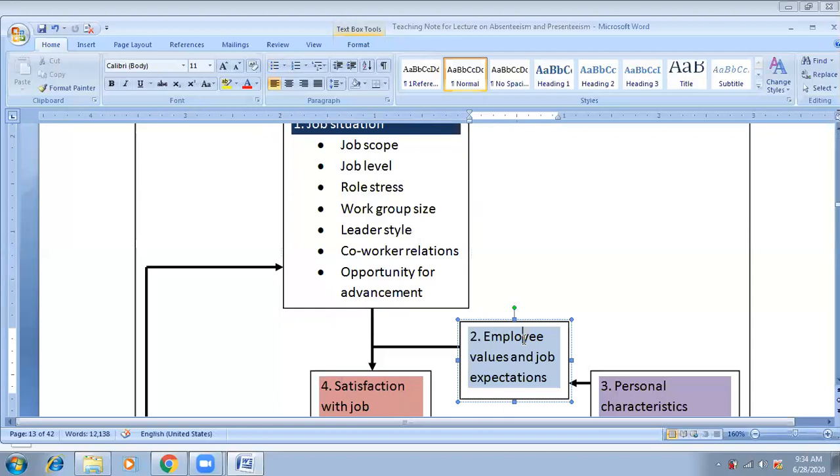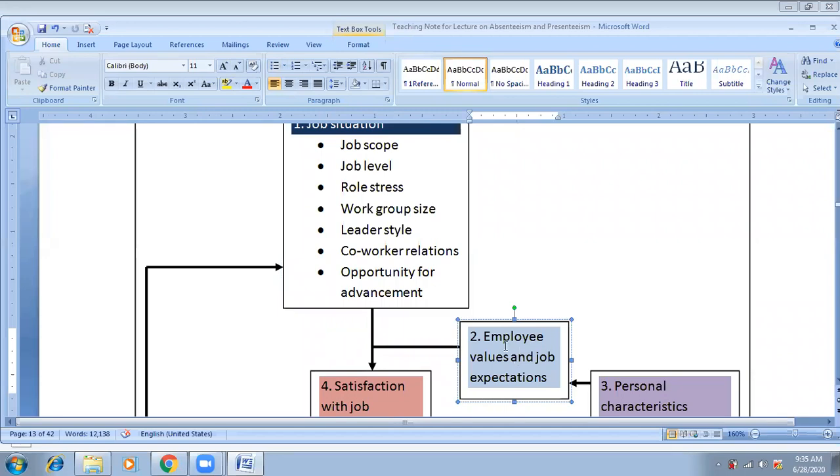So assume your values are not compatible with job values. Assume one of your values is honesty. But honesty is not valued at your job. You have to tell lies. You are engaged in puffing. You are engaged in bluffing. That is, exaggerating the features of the product. Assume you are supposed to work like that. Then there's a mismatch between your personal value and the job value. So even though opportunity for advancement is high, your satisfaction with the job is not going to be high because of the mismatch. In that way, you will understand.